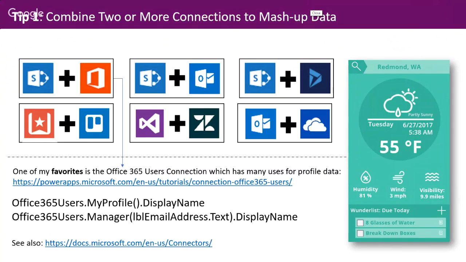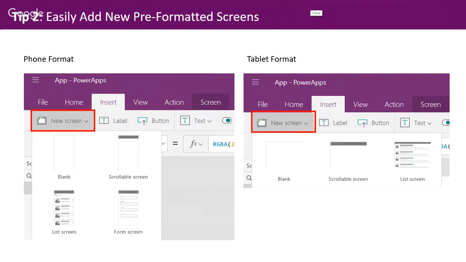So kind of tip 1, expand your thinking. Don't just rely on one data source. Think of how you can integrate other data sources, and you'll increase the value of your app. Tip number 2 is saving time. You don't have to spend a lot of time in formula bars. You don't have to spend a lot of time adding controls. We're actually giving you a lot of shortcuts. So these two I really love. Whether you're in a phone format or a tablet format, you can use the insert tab to get to new screen. And when you click on new screen, you get pre-formatted controls automatically added for you.